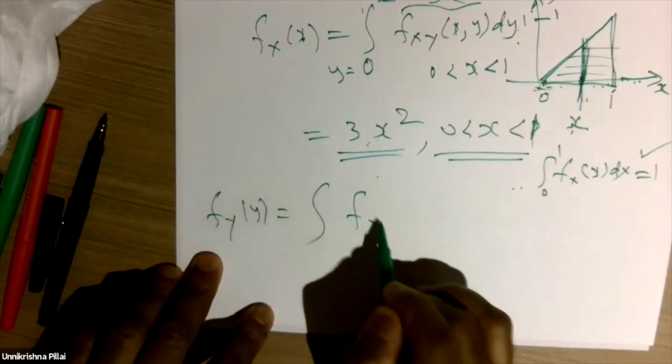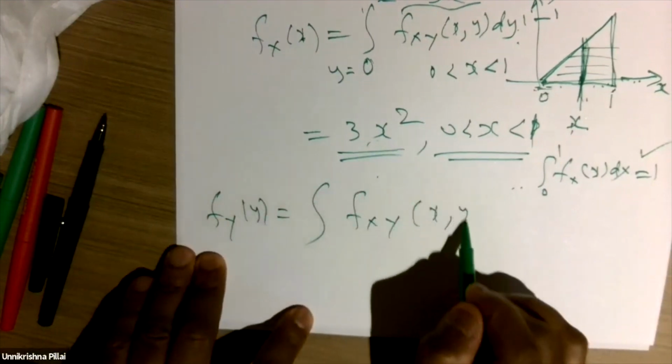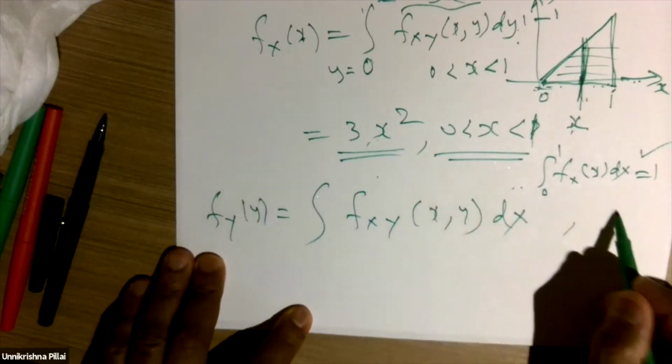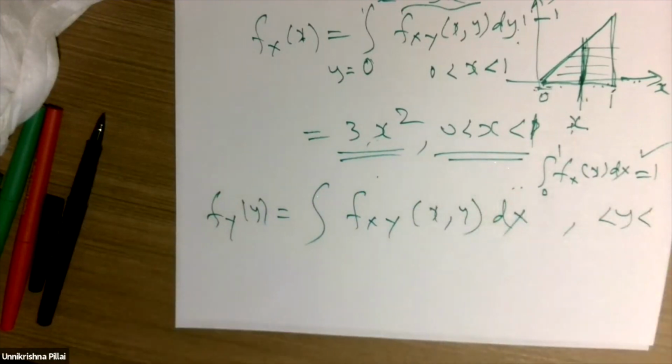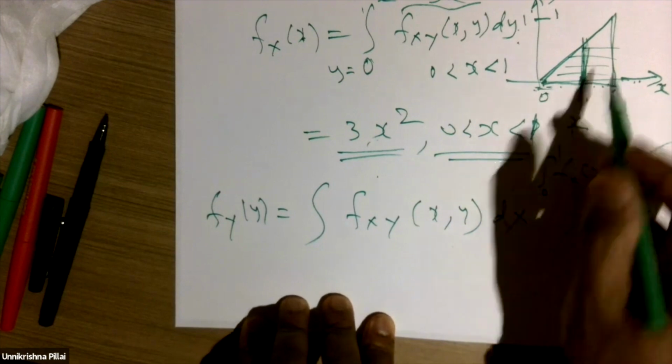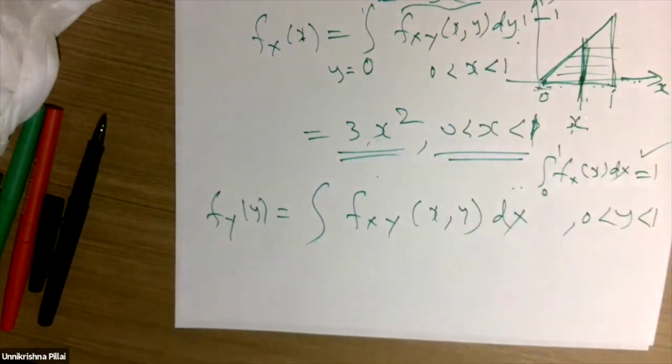Okay. Let's do fY(y). So this is the integral of f(x,y) dx. First of all, what's the range on y? Anybody? 0 to pi? 0 to 1, right. Once again, because you can see that's the maximum range.